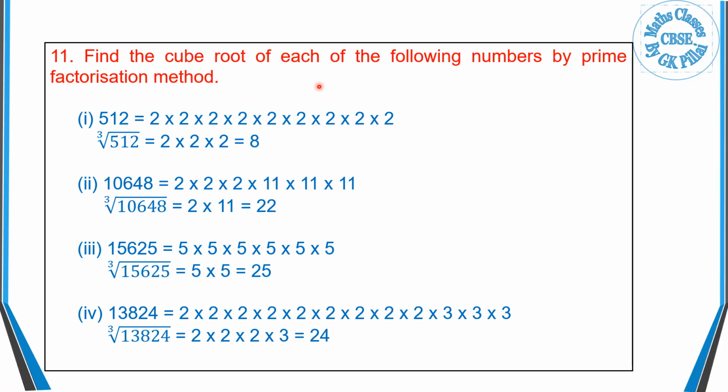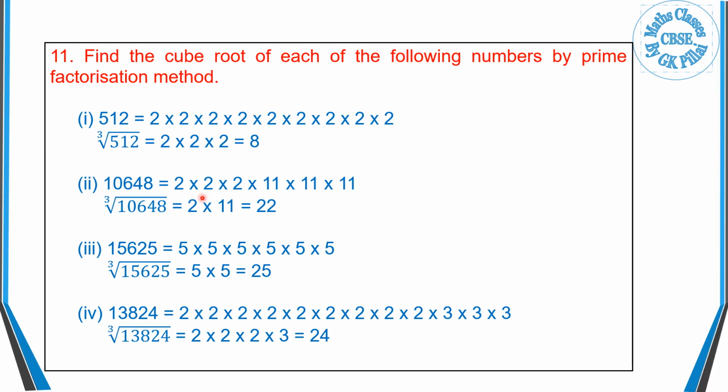Find the cube root of each of the following numbers by prime factorization method. You find the prime factors. Out of 3 twos, you take 1 two and like that. So you will get 1 two from here, 1 two from here, and 1 two from here. 2 into 2 into 2, 8 will be the cube root of this. Similarly, you can do the rest of the sums.